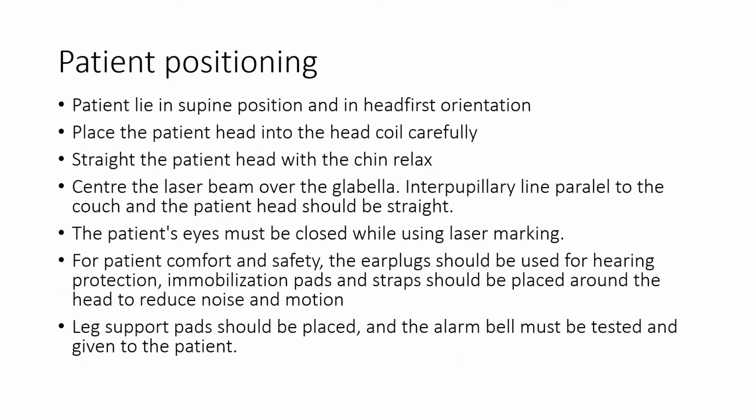Patient positioning for MRI brain. The patient lies in supine position and in head-first orientation. Place the patient's head into the head coil carefully. Straighten the patient's head with the chin relaxed. Center the laser beam over the glabella. The interpupillary line should be parallel to the couch and the patient's head should be straight.